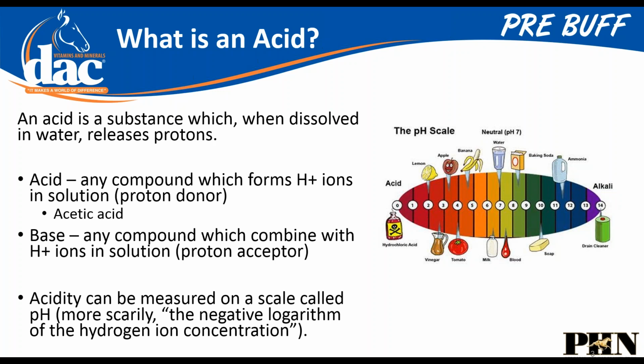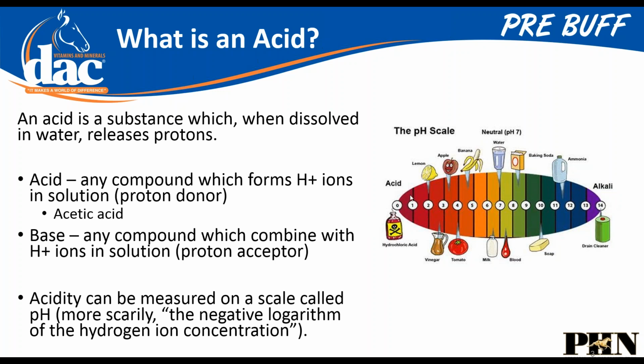Now, in our graphic on the right-hand side here, we've got different acids. Hydrochloric acid is down here. It's a really strong acid. And then as we move up, lemons and vinegar and tomato and apples are all weaker acids, but all considered acids, with water being neutral in the middle.